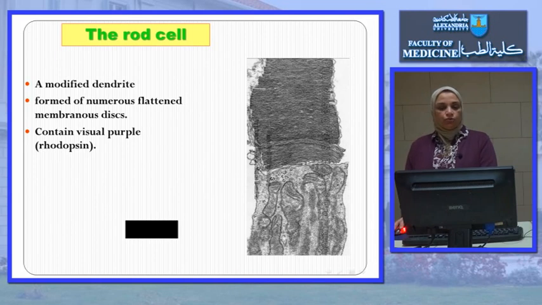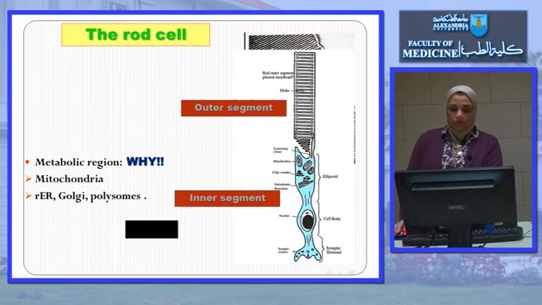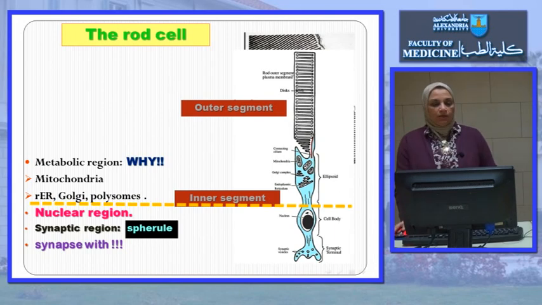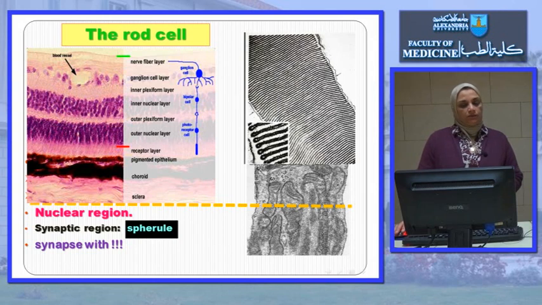So by EM we can see now the outer segment in form of these discs. Higher magnification to show you the discs. And the metabolic part is the inner segment containing organelles, mitochondria, rough endoplasmic reticulum, Golgi, and polysomes. Here the nuclear region containing the cell body, and by the end the synaptic terminal. If we look at this histological section, you can see this is the choroid, and this is the pigmented epithelial cells. And now we can see here this part is the outer and inner segments of the rods and cones, or layer number 2, which is the layer of rods and cones.